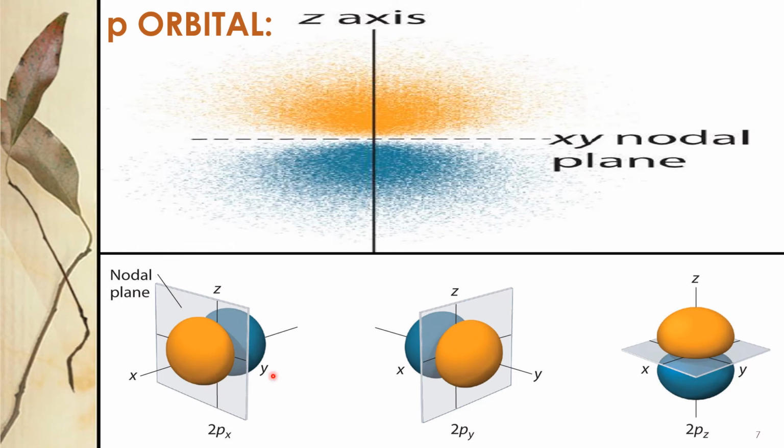And 2py: only on the y-axis is the electron available, not on the z and the x. And this one, 2pz, is available on the z-axis, not on the y and the x axes. Depending upon the availability of the electron around the nucleus in a particular region, they have made this.